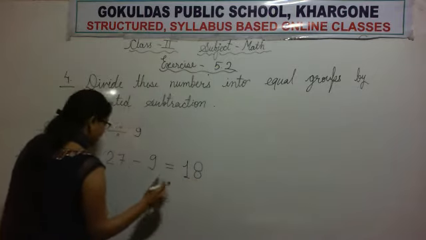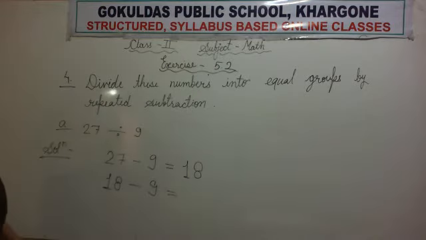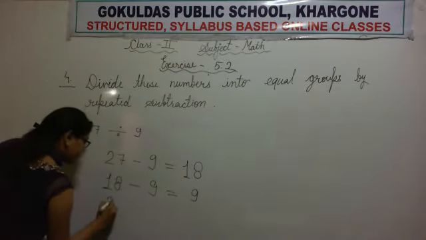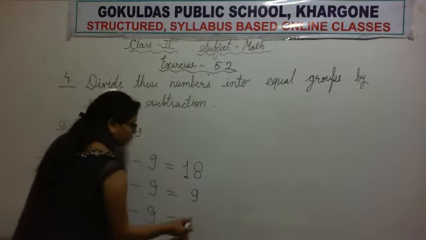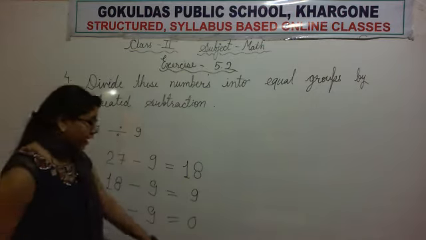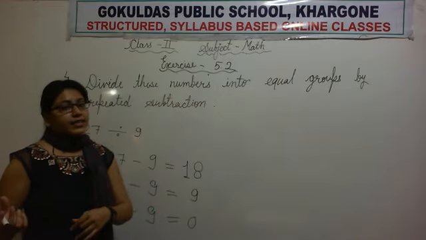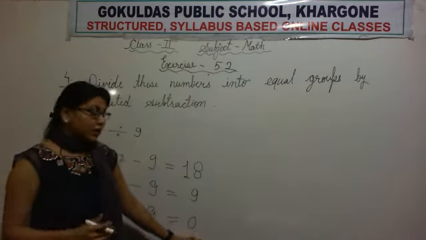Now, from this 18, we will subtract 9. Yes, now subtract 9 from 18. Yes, 9. Now we got 9. We will subtract 9 from 9. 9 minus 9 is 0. Now we got 0. Can we subtract further? No. If we have nothing, then how can we take something from nothing? Nothing means 0. So now we cannot subtract further.